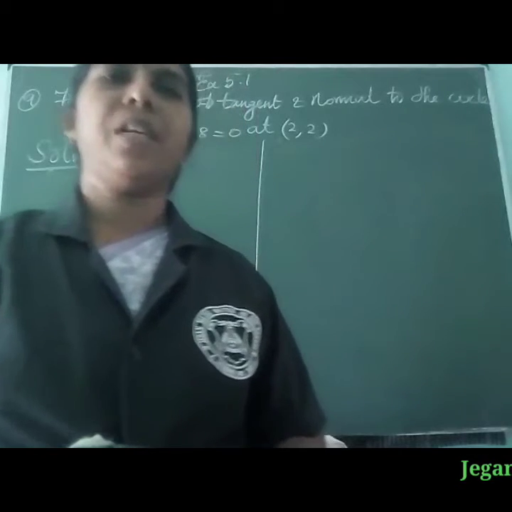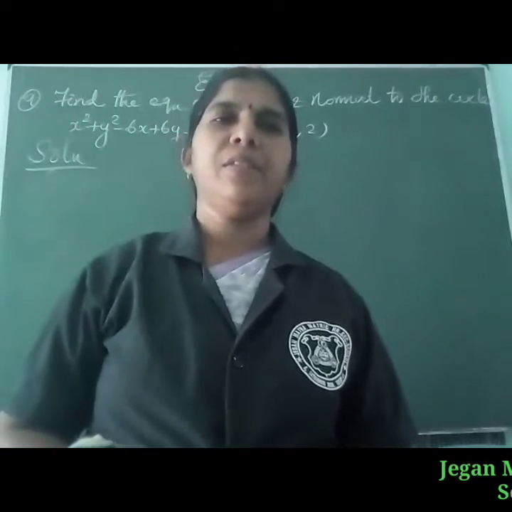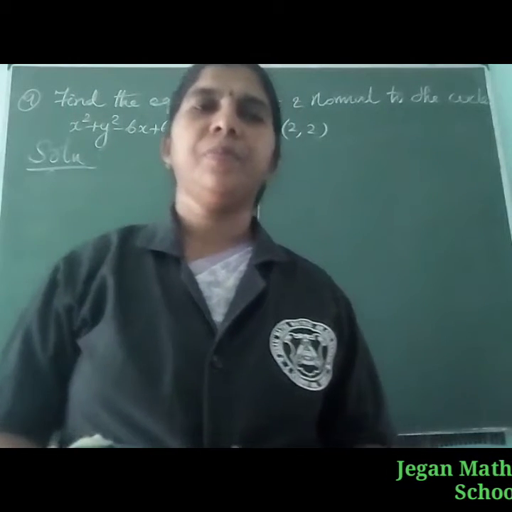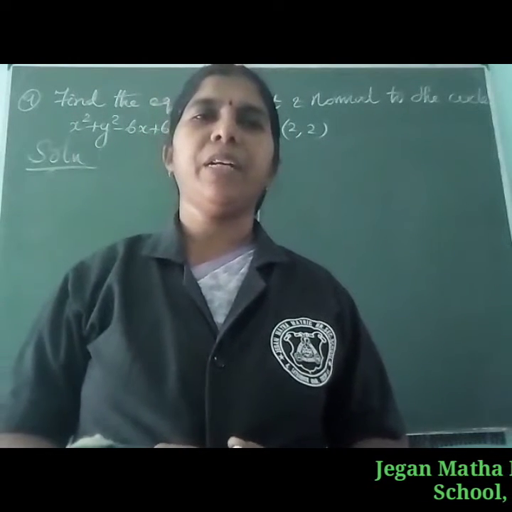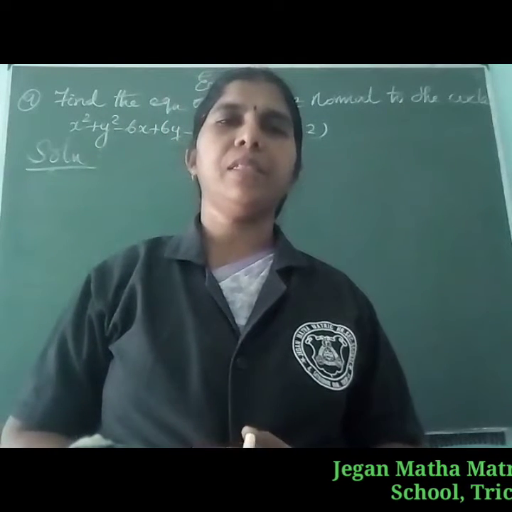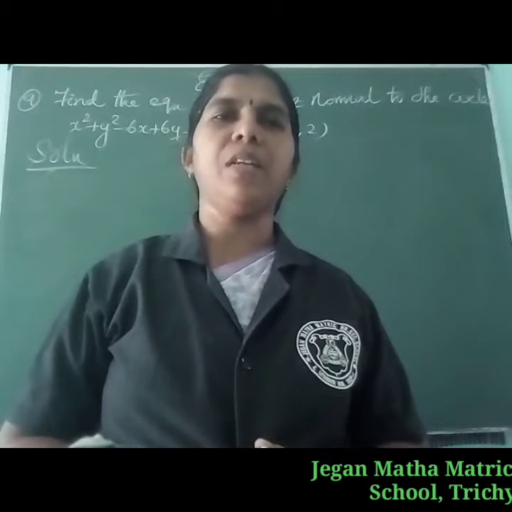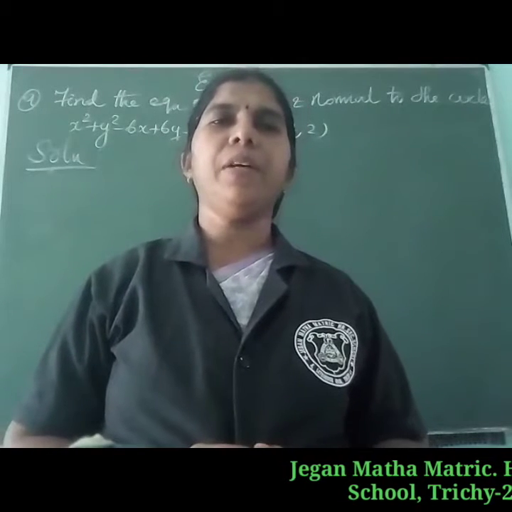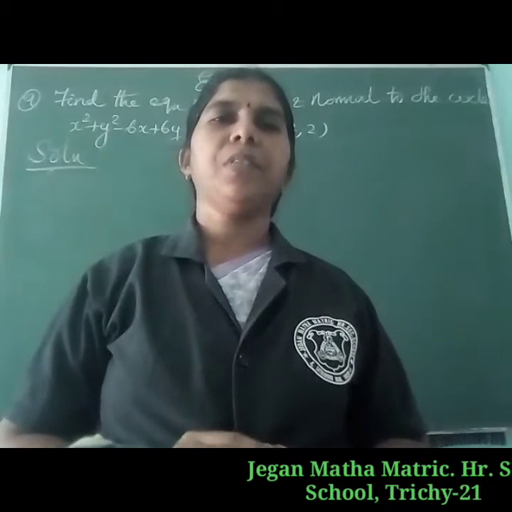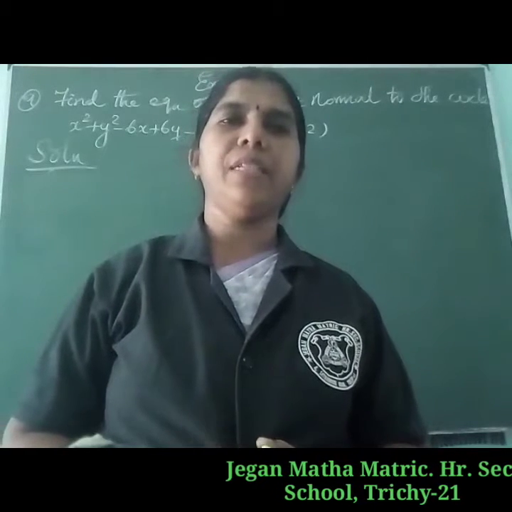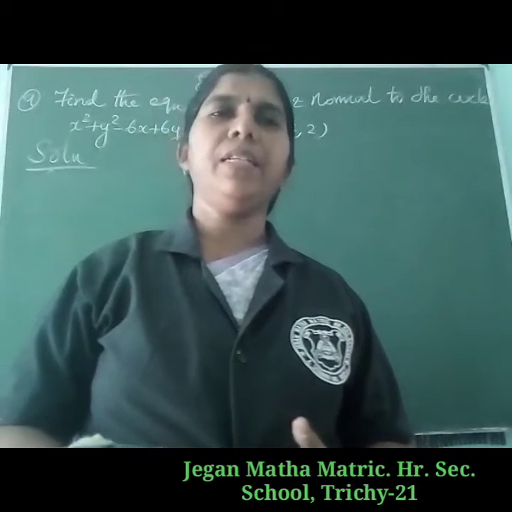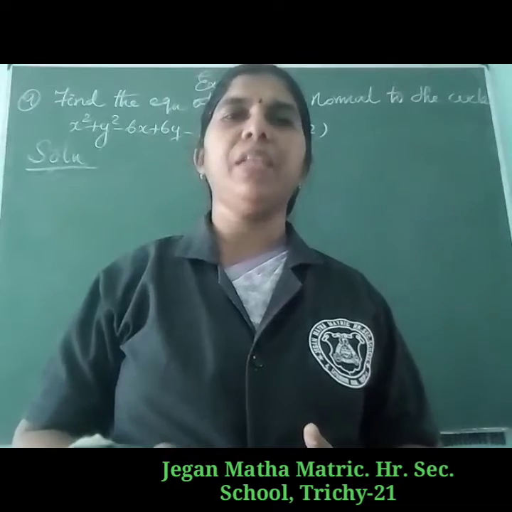Hi students, now I am going to teach 12th standard maths, chapter 5, two-dimensional analytical geometry, exercise 5.1, continuation of exercise 5.1. So last class we have discussed the different forms of equation of circles with the given points, how to form the circles. Today let us learn how to find out the equation of tangent and normal to the circles and how to identify the center and radius from the given equation.